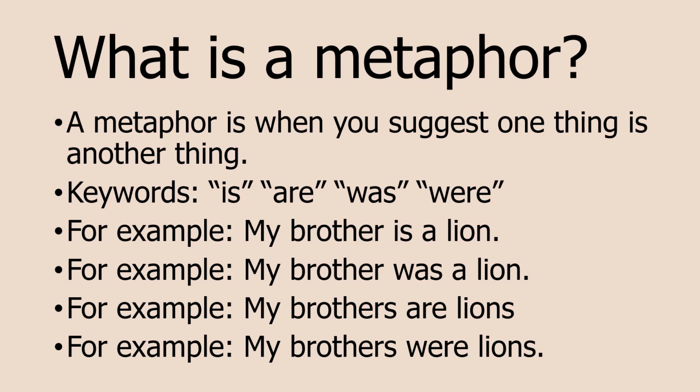Third example, my brothers are lions. This is what we'd call a present tense plural example. So there's multiple brothers and multiple lions. And the final example is my brothers were lions. Again, past tense and plural. So it's insinuating that my brothers are dead. And this is sort of done in their memory. So is for present tense singular, was is past tense singular, are is present tense plural, and were can be used for past tense plural.